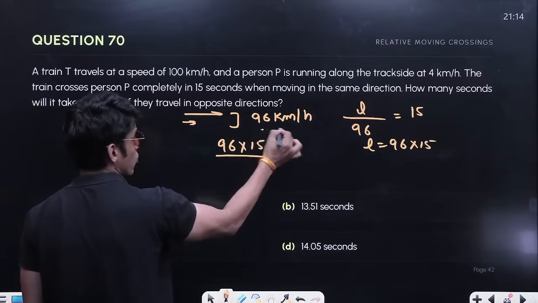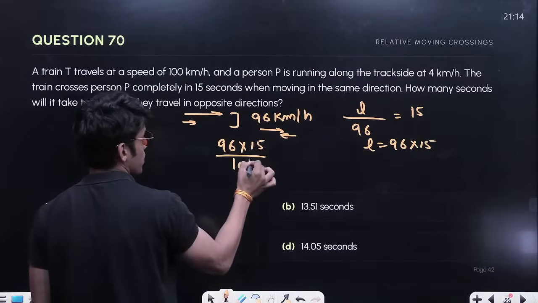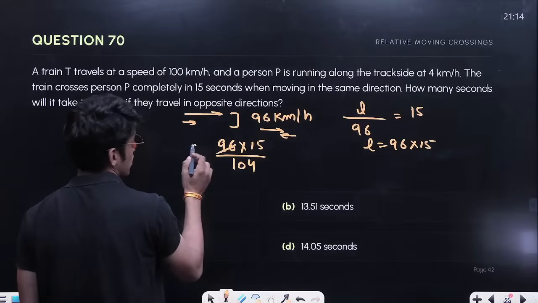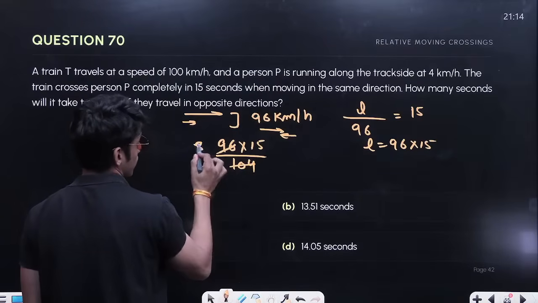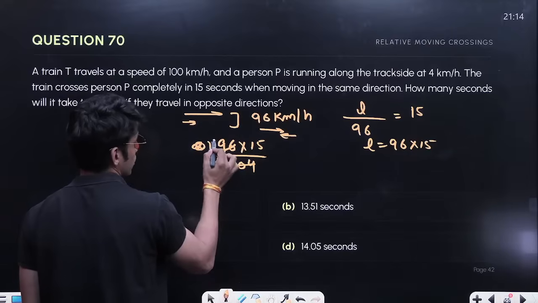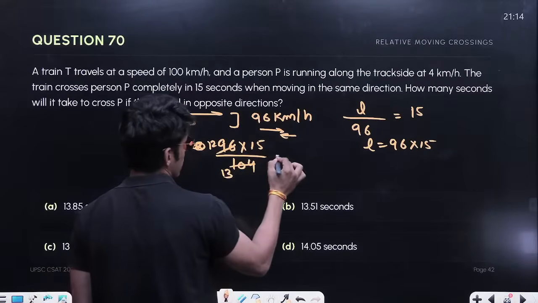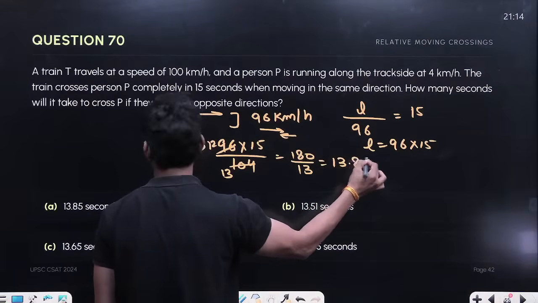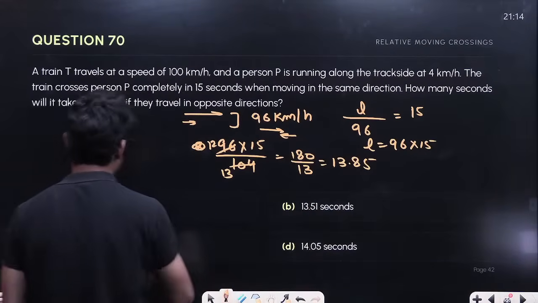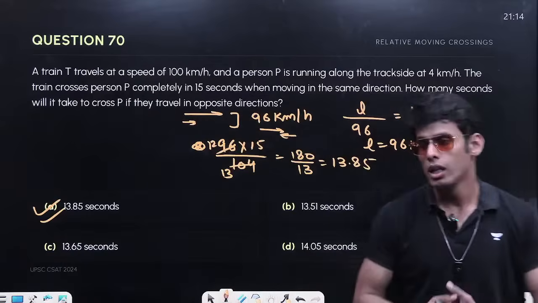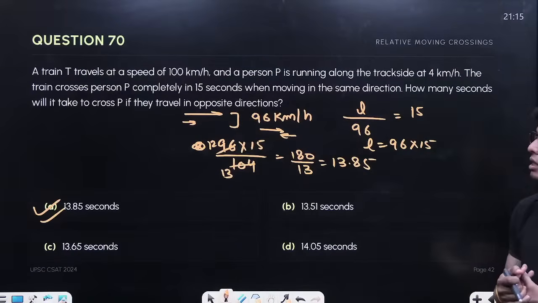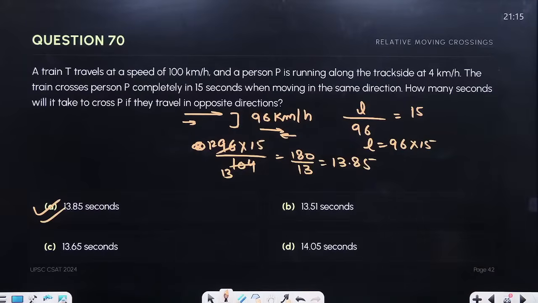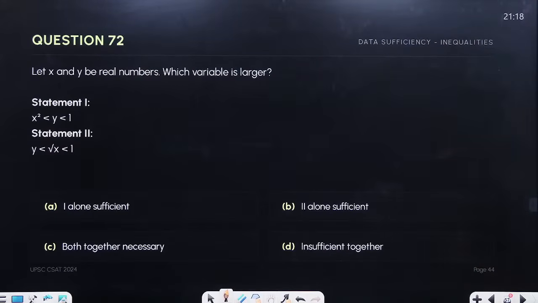So, when they are moving towards each other, their relative speed becomes 104. So, this becomes 180 upon 30, which is 13.85 seconds. 13.85 seconds. Right? This is the correct answer of problem number 70. Now, let's move on.